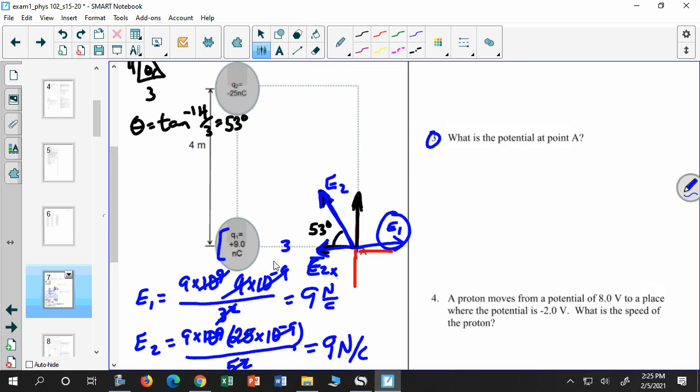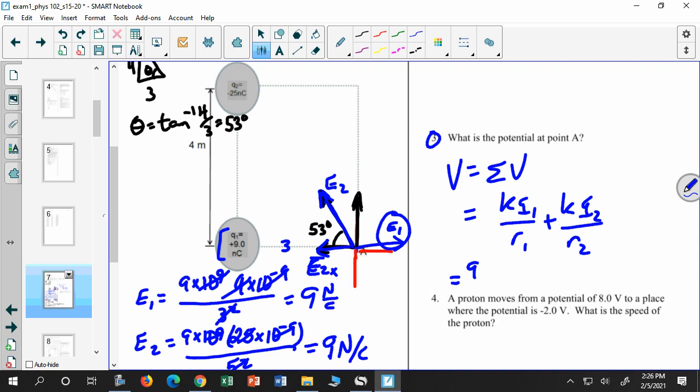There are some other things here that you have to do. What is the potential at point A? I think this is pretty straightforward. If you've done this a couple of times, I think it's not terribly complicated. So remember, this is the sum of the potentials, kQ1 over R1 plus kQ2 over R2.